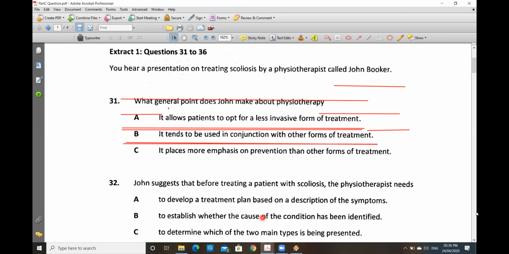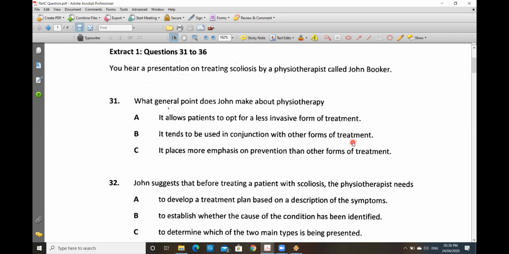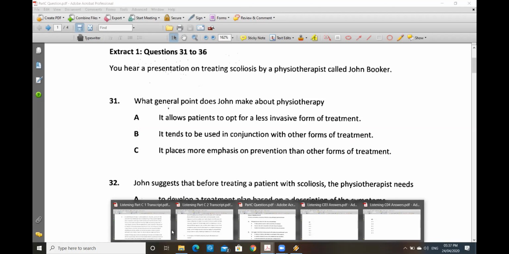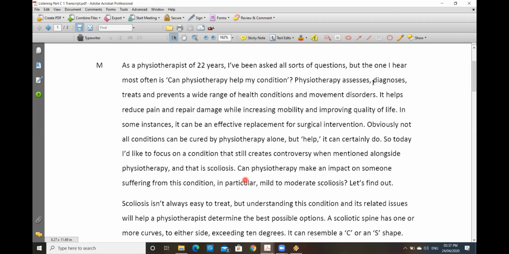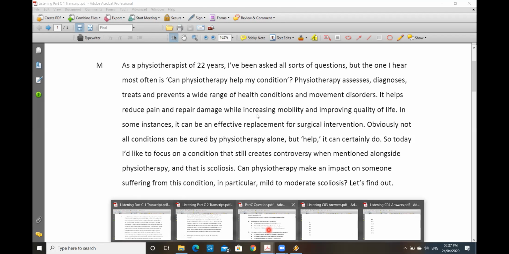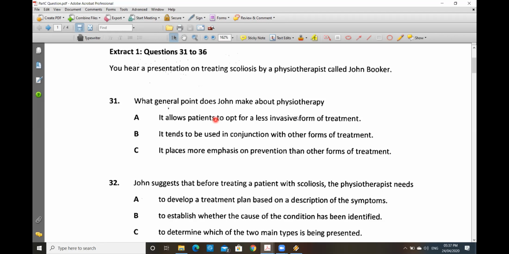Because the general point he's made is that it works in conjunction with other forms of treatment, because not all conditions can be cured by it. And basically, he was trying to explain through the whole transcript how physiotherapy assesses, diagnoses, treats, prevents. Then he also talked about repairing the damage, increasing mobility, improving quality of life. So it is not just the surgical treatment or replacement of it. There was no comparison as to how other forms of treatment are more invasive as compared to physiotherapy. So B is the correct answer here, right?